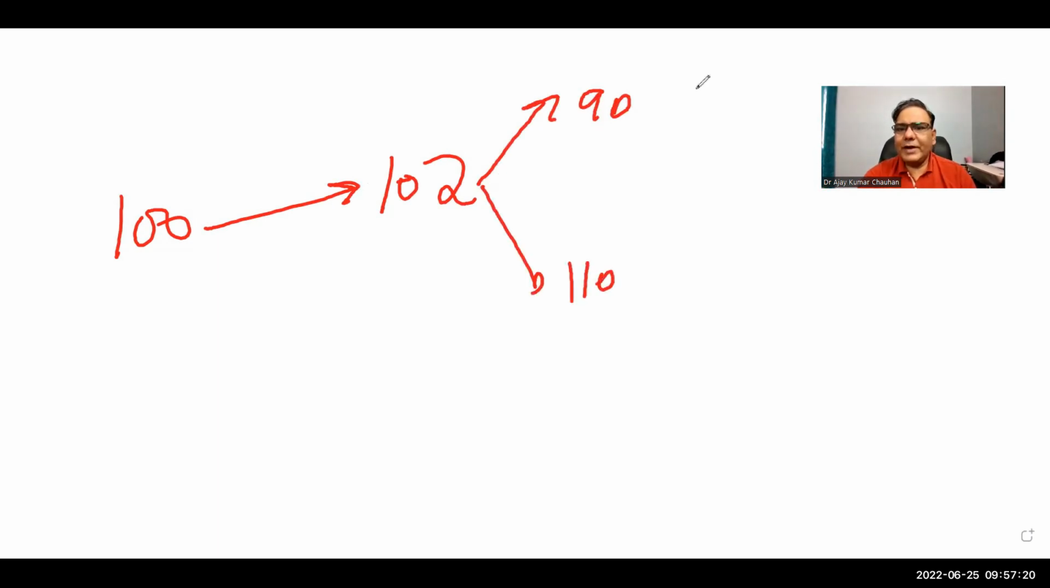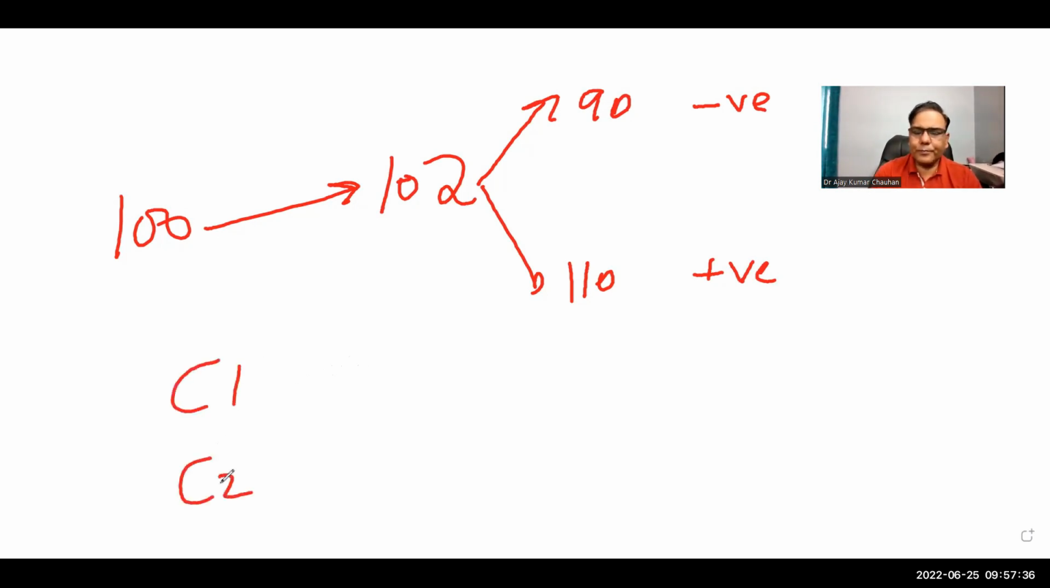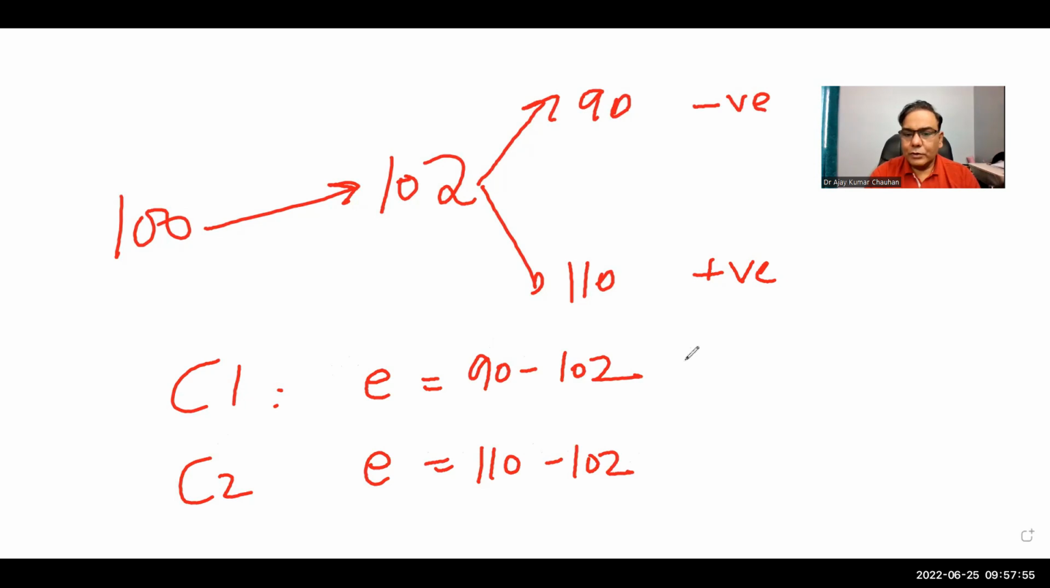If negative information comes, the price will decrease. If positive information comes, the price will increase. So we are having two cases, case one and case two. In case one, the error will be equal to the actual value minus the predicted value, which is 90 minus 102. In the second case, the error will be 110 minus 102. So in the first case, the error is negative. In the second case, the error is positive. So as I already told you, the error term has two cases.